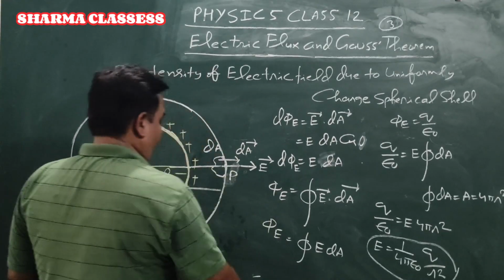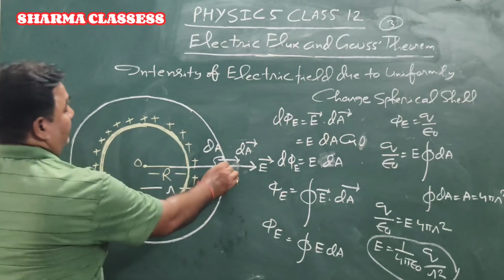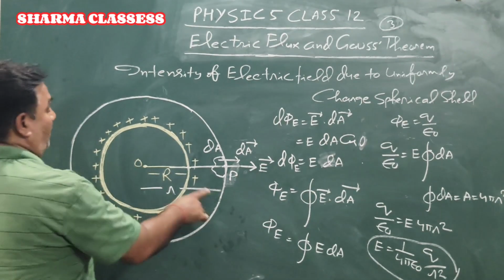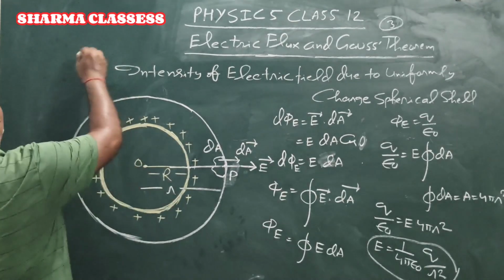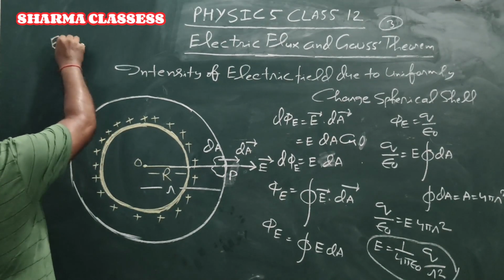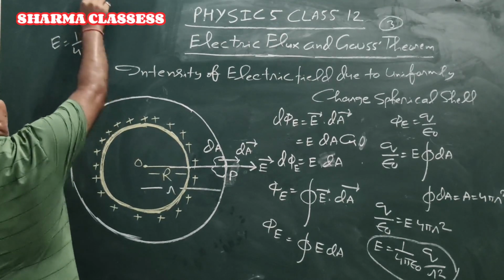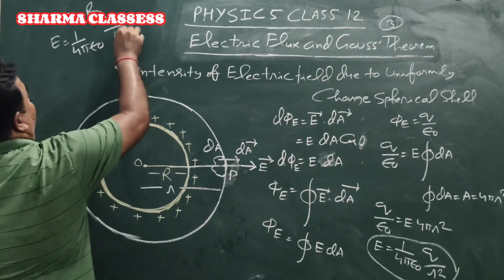And when we want to find out the field on the surface, in place of small r we take capital R. So on the surface the intensity of electric field is 1 upon 4 pi epsilon naught, with small r equal to capital R, Q upon R square.